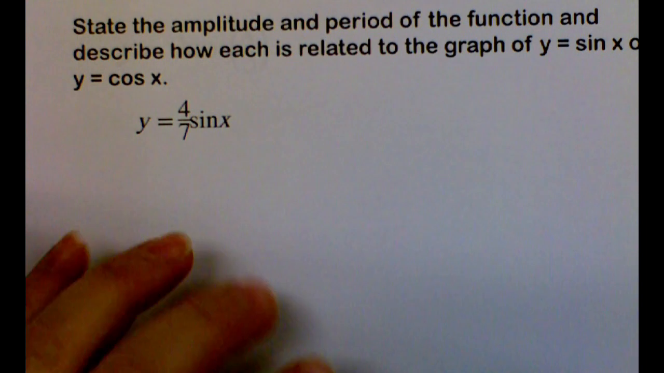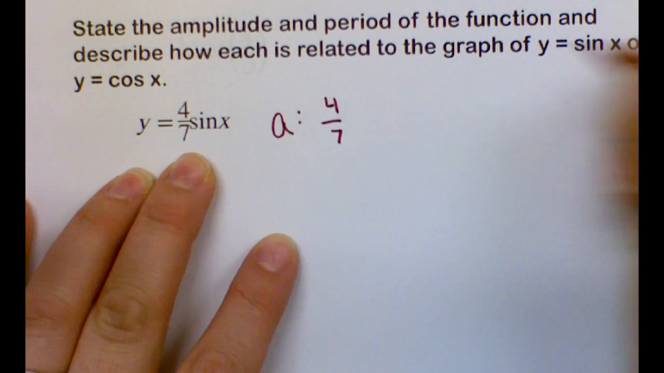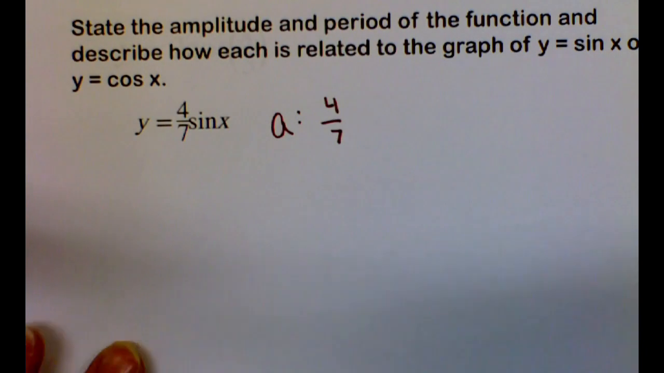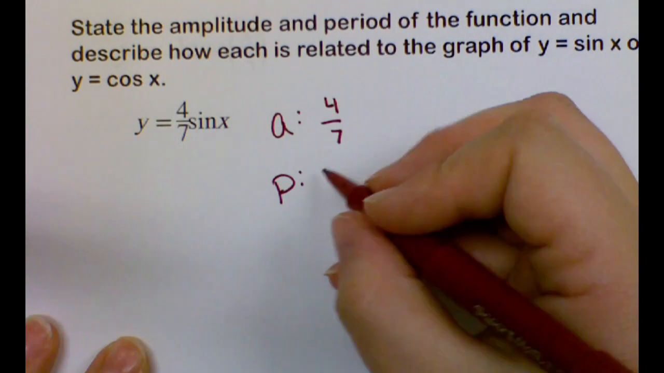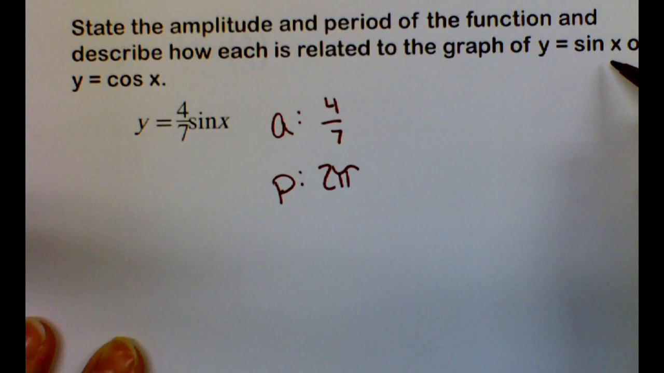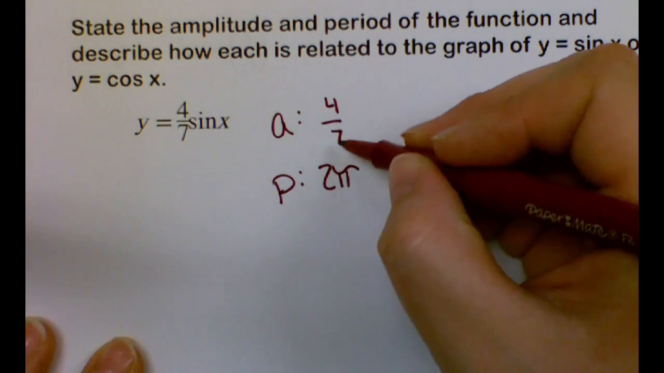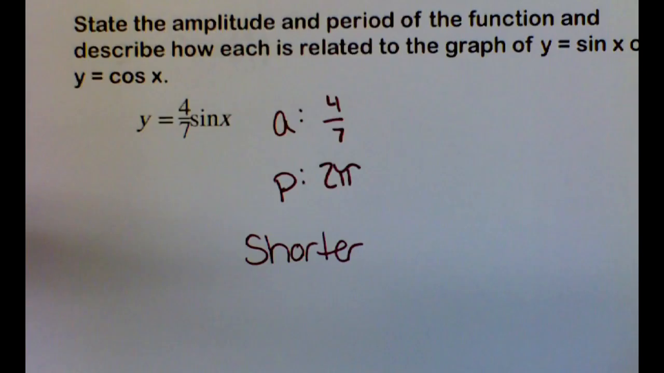So this one, we have a number in the front, so that means our amplitude is 4/7. You could just put an a for amplitude, that's fine. P for period, 2 pi over b, well there's no b value, so our period is 2 pi. How is this compared to regular sine? Well, its amplitude is 4/7, which means it's shorter. Its maximums are 4/7, its minimums are -4/7. It's shorter.